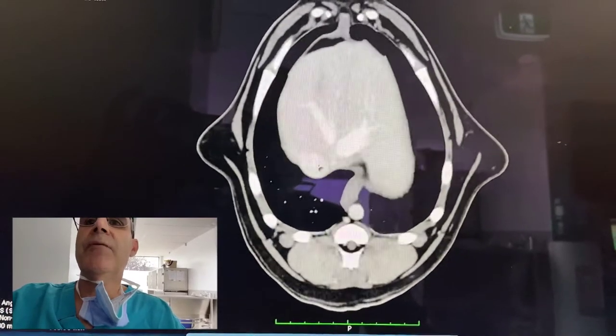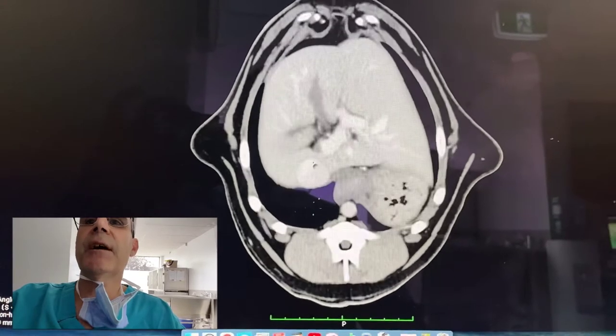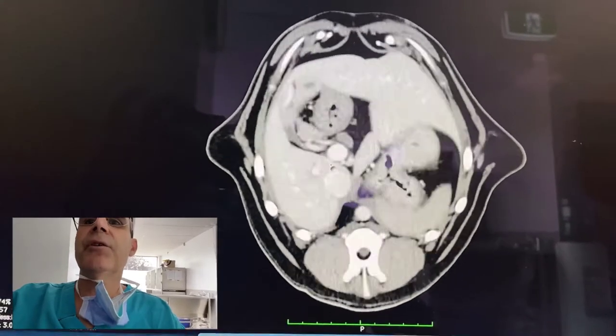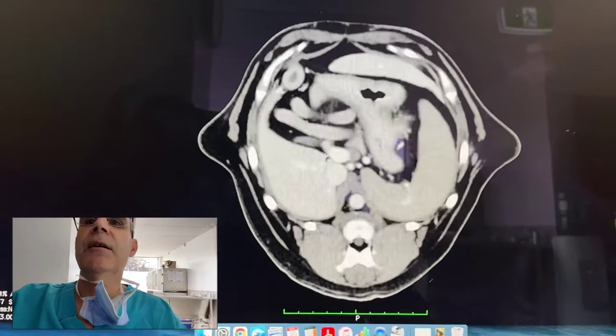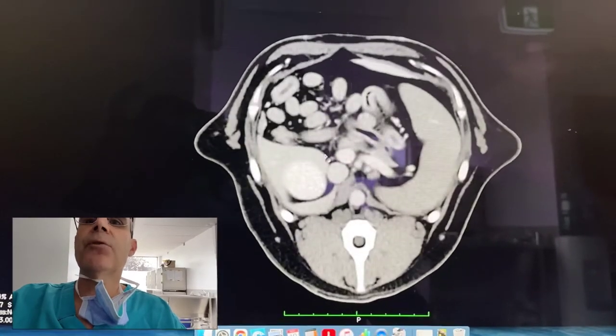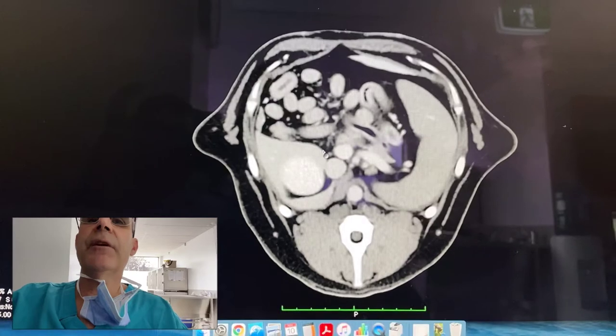If you look at that big hepatic vein, it does not come in contact with the portal vein. And so this dog does not have a portosystemic shunt. We've recommended a medical workup to look for the cause of that elevated liver enzyme.